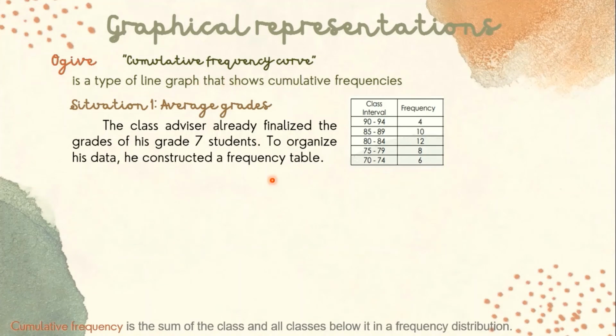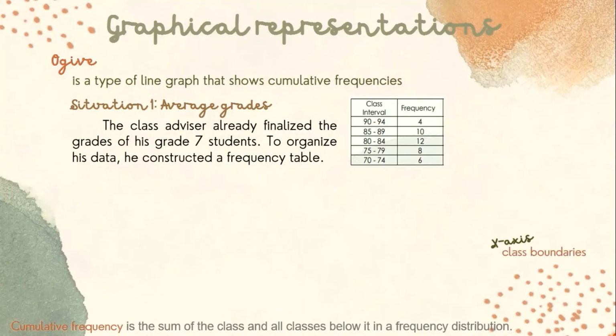Gagamitin natin yung same situation natin for average grades. Ito yung ating frequency distribution na may class interval and frequency. So for ogive, very important na alam natin na yung x-axis ang nakalagay doon ay ating class boundaries. And for y-axis, ang ilalagay natin ay cumulative frequencies.